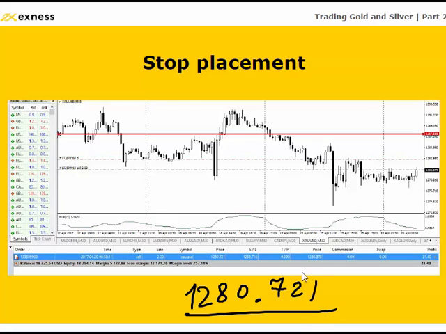The pip is actually represented in these two digits, 7 and 2, 72 pips. If you have one single contract, it means that if price changes by 0.72, you would have a profit or loss equal to $72.